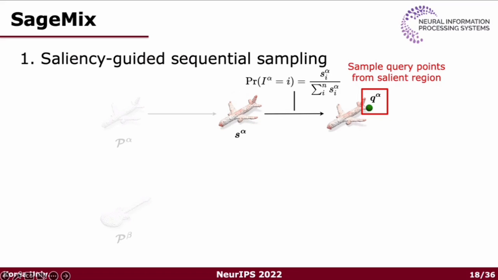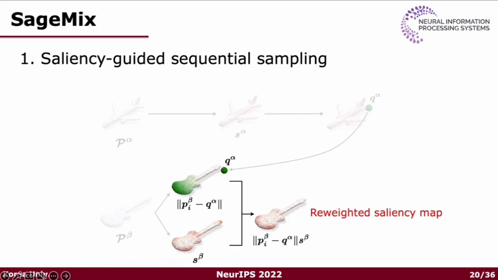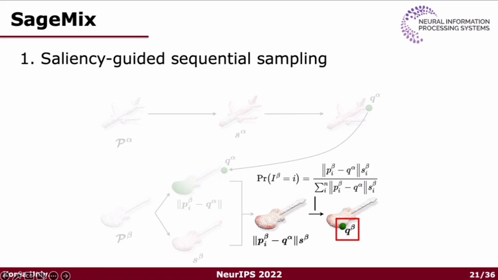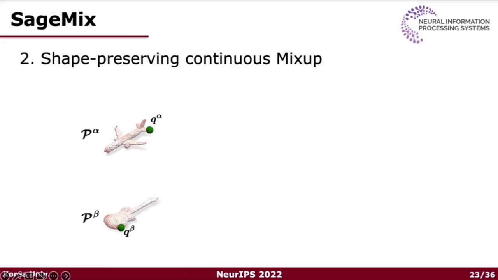After selecting Q alpha, the next step is to select the query point for the second sample while avoiding overlap. To this end, we calculate the distance between the entire point set of P beta and the query point Q alpha. Then we multiply the distance map and saliency scores to obtain a relative saliency map. Based on the new saliency map, we can select Q beta that is both salient and far away from Q alpha. Now we have query points placed in discriminative regions.